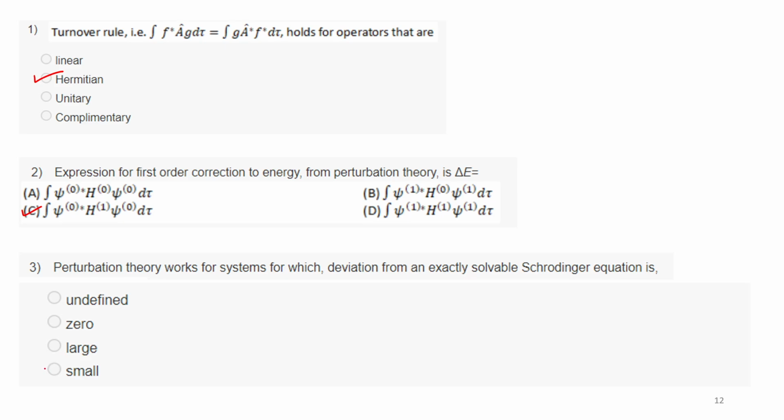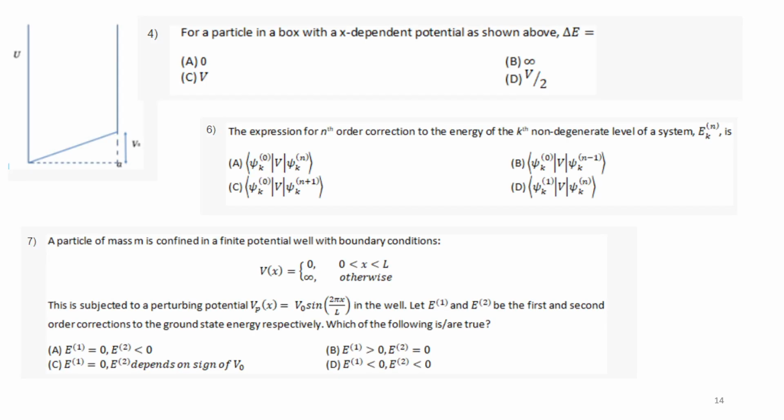The perturbation has to be very small. Now question number 4. For question number 4, the image is already given on this side: for a particle in a box with x dependent potential as shown above, what is delta E going to be?